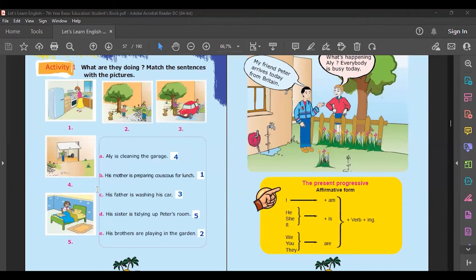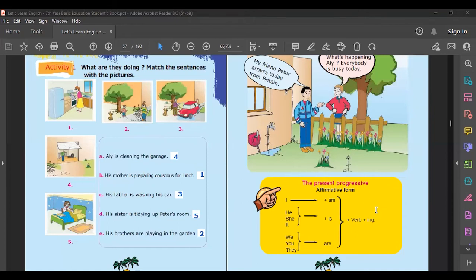So he is talking about all of these pictures. For example, Ali is cleaning the garage, the mother is cleaning, the sister is tidying, the father is washing, the brothers are playing. Everybody is busy. If you pay attention, we are using the present progressive, or the present continuous. What is the present progressive, and what do we use it for?